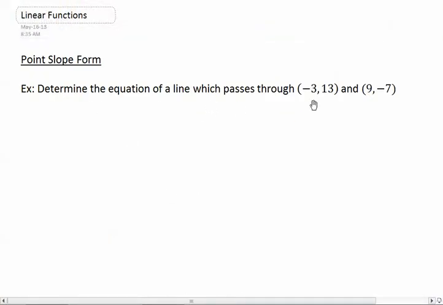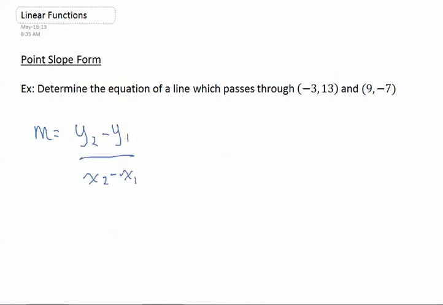Okay, let's take a look at this last one here. We want to determine the equation of a line which simply passes through (negative 3, 13) and (9, negative 7). This is the least amount of information we need to be able to create a linear function. A set of 2 points defines a linear function. So we're going to come back to one of our previous equations. The slope is equal to y2 minus y1 divided by x2 minus x1. For our x1, y1, and our x2, y2, we can choose whichever. So I'm going to say this is my first set of points, and this is my second set of points. I have x1 equal to negative 3, y1 equal to 13, x2 with a value of 9, and y2 equal to negative 7. Is that part okay? Just pulling out the values?